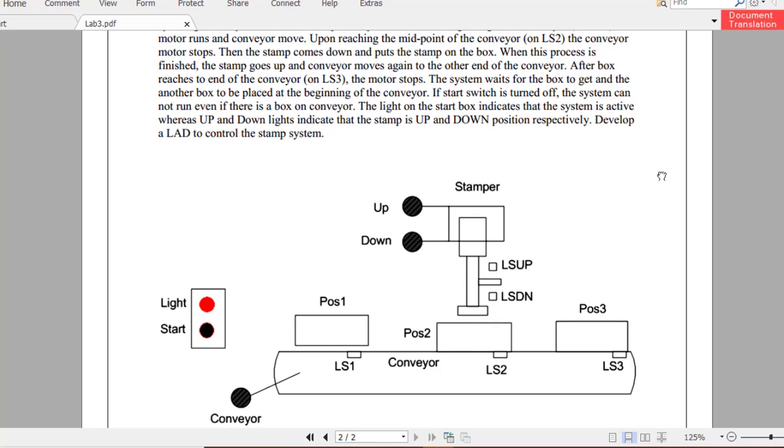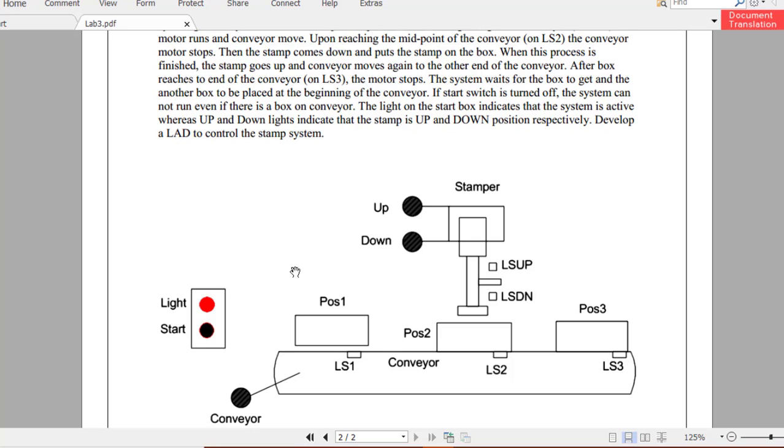Okay, upon reaching the midpoint of the conveyor on LS2, this is the midpoint on LS2, the conveyor motor stops. Then the stamp comes down and puts the stamp on the box. When this process is finished, the stamp goes up and the conveyor moves again to the other end of the conveyor. After the box reaches the end of the conveyor on LS3, so this is the end, this is the mid, and this is the start, the motor stops. The system waits for another box to be placed at the beginning of the conveyor.